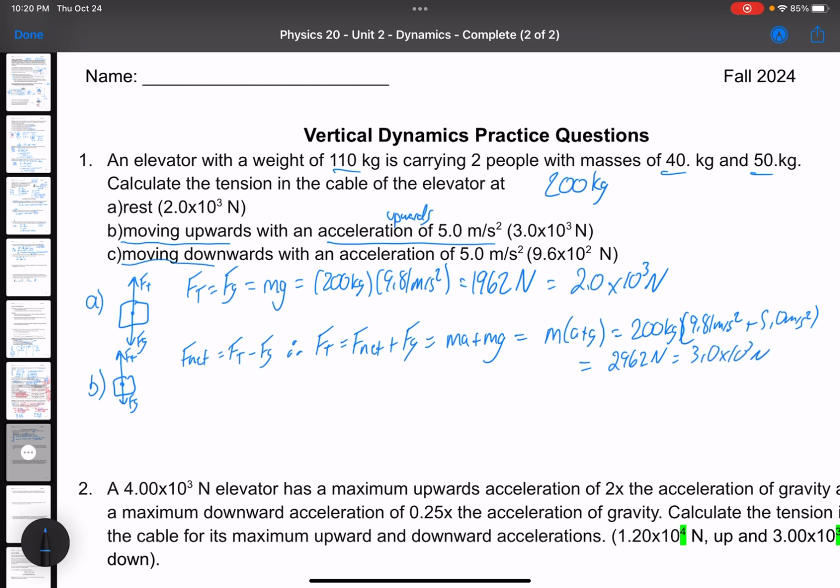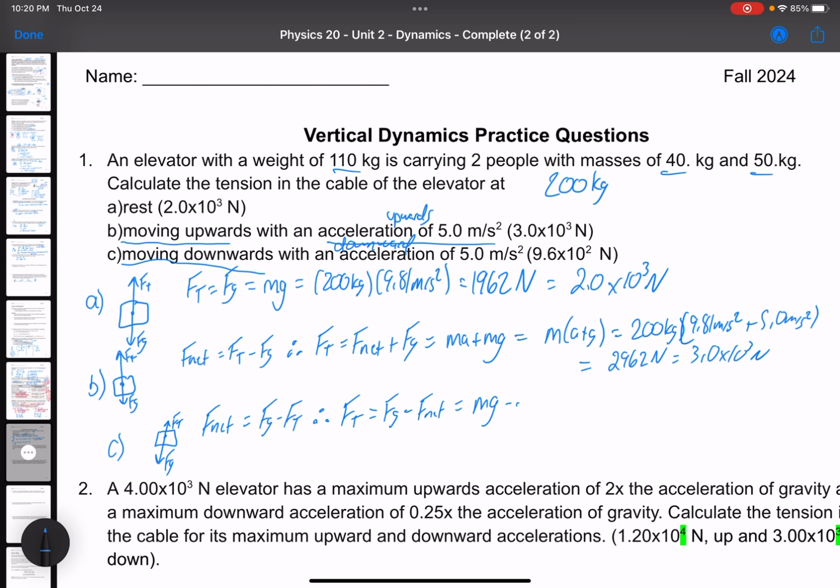Okay, and then in this one, it's moving downwards with a downward acceleration of 5.0 meters per second squared. So in this one, my force of gravity is the larger of the two. So it's going to be F net equals Fg minus Ft. Doing some rearranging, that's going to tell me that Ft, I would add it to the other side and then subtract F net.